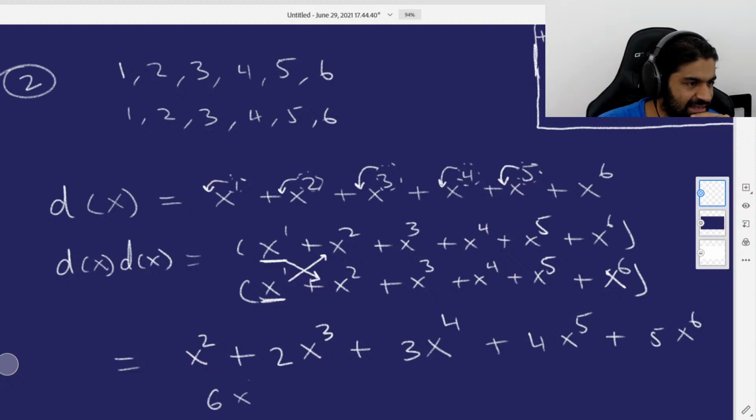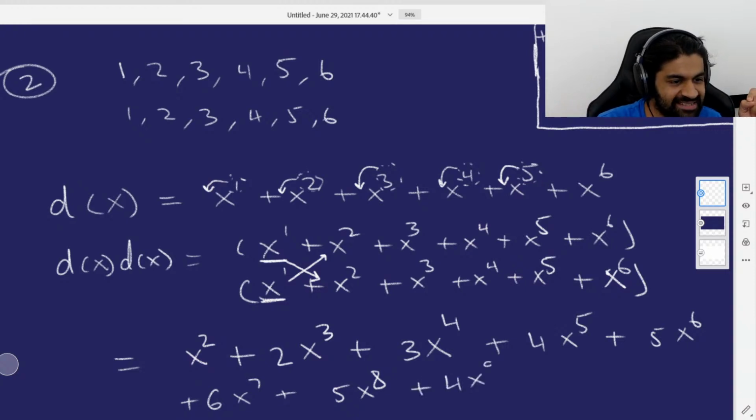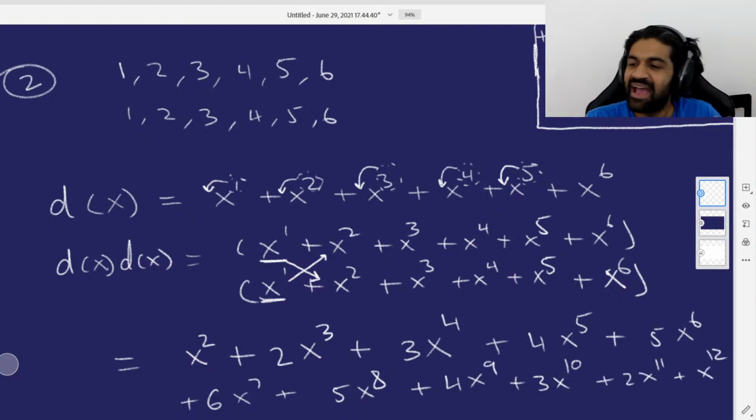Then 6x to the 7th plus, of course, I'm losing my mind today. You should never do math in front of other people. Just a word of advice. So 5x to the 8th, because how many ways are there to get 8? Well, you can add a 2 and a 6, a 3 and a 5, a 4 and a 4, a 5 and a 3, and a 6 and a 2. So you get 5x to the 8th plus 4x to the 9th plus 3x to the 10th plus 2x to the 11th plus x to the 12th.